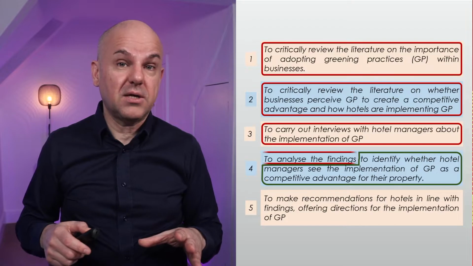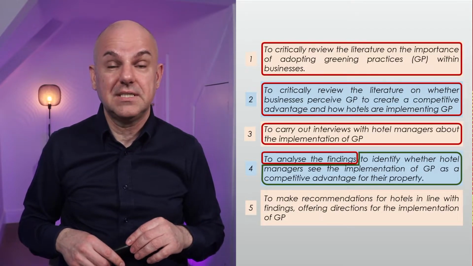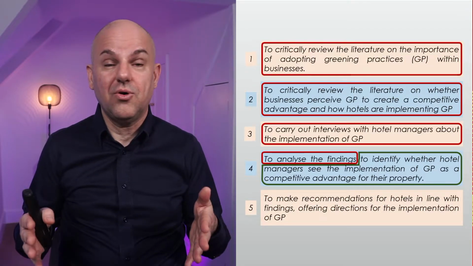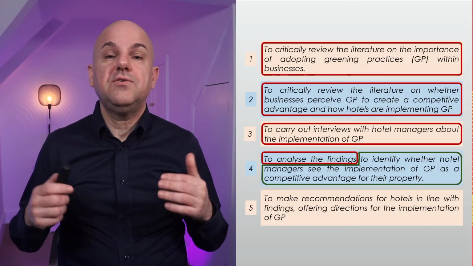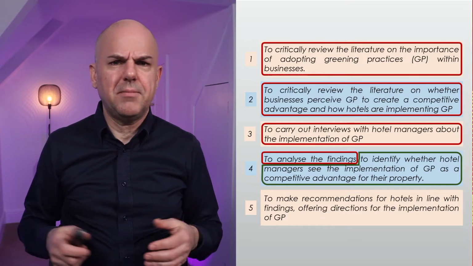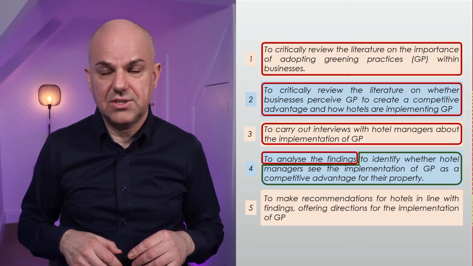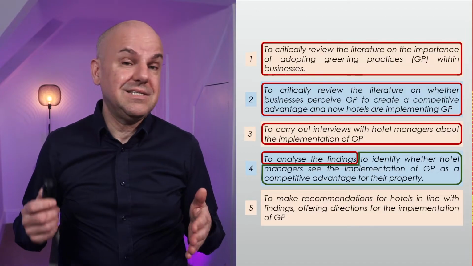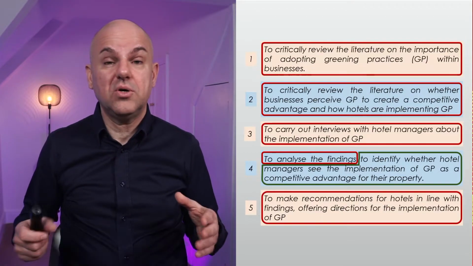The first part, which is to analyze the findings, I would say that part is also about process, because obviously if you collected your data, you have to analyze the findings. The fifth objective is to make recommendations and offer directions. And I would say this is also a process objective, because every research is expected to make recommendations based on what they found.